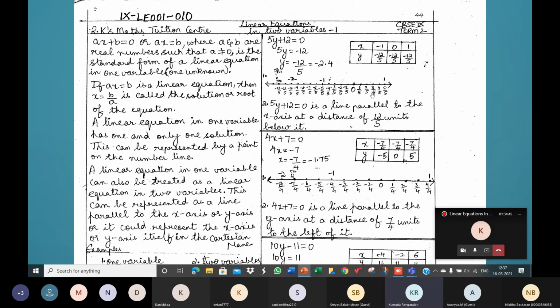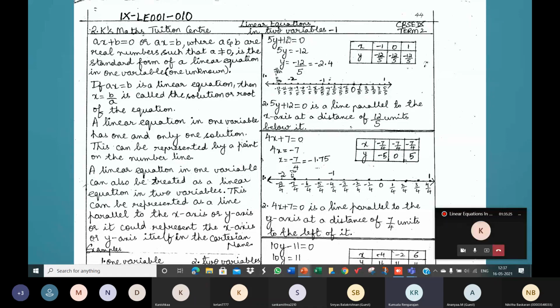But we are not interested in the positive markings, because this is minus 12 by 5. So we go to the other side, the left side: minus 1 by 5, minus 2 by 5, minus 3 by 5, and it goes on like that. And here you see minus 12 by 5. Y is equal to minus 12 by 5. This minus 5 by 5 is minus 1, and this minus 10 by 5 is minus 2. So this is when you treat it as a linear equation in one variable y, and the geometrical representation goes like this.